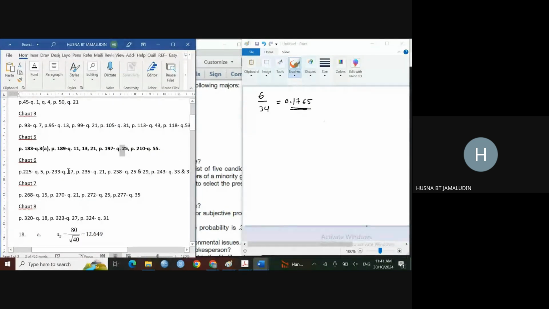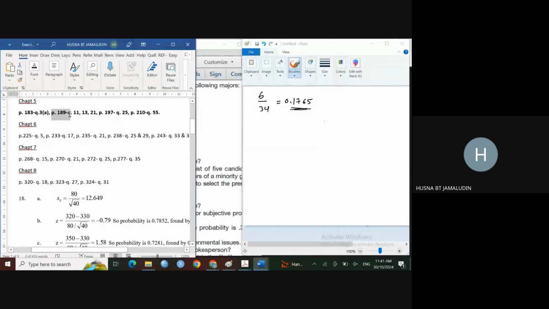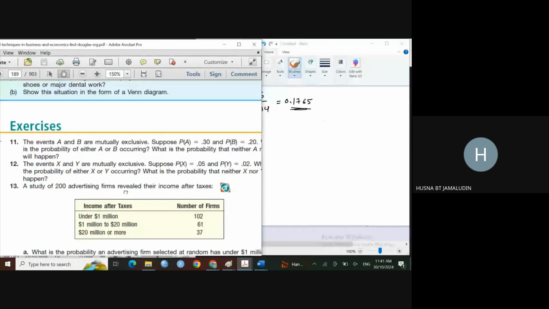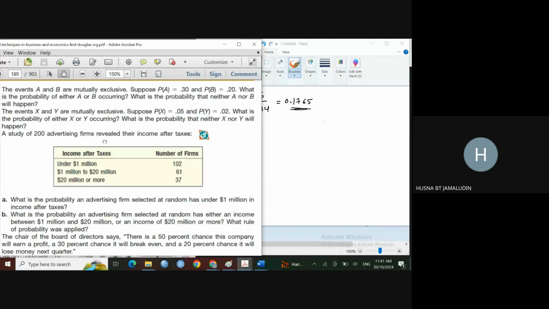If I go too fast, please let me know. Second question is page 189, question 11. So where is this question 11? Oh, the first one. Now the events A and B are mutually exclusive. Remember what mutually exclusive is? It means that these two will not overlap. They cannot overlap with each other. They are different from each other. This is just like a bonus point because they already tell you that we are talking about mutually exclusive events.